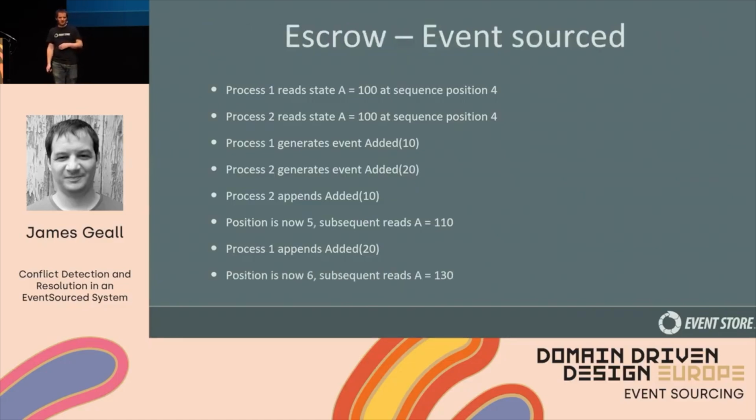Escrow, event sourced. Both read by calculating state at position 4. Both generate the same events that we just talked about. They both append. The position moves on, but they don't care. Yeah? At any point in time that anyone comes in and reads, either if the position is at 5 or if the position is at 6 after both processes are appended, they will get the correct state.